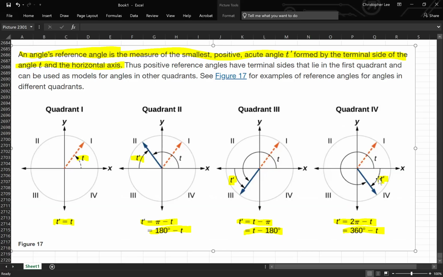Long story short, add 360, subtract 360. That's another coterminal. All right. On your homework, you're going to have some questions like that. They're going to give you some angles, just add 360 or subtract 360.